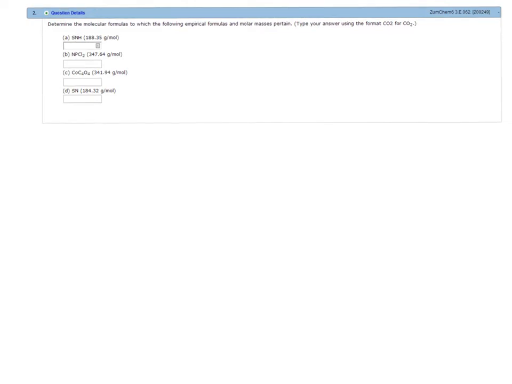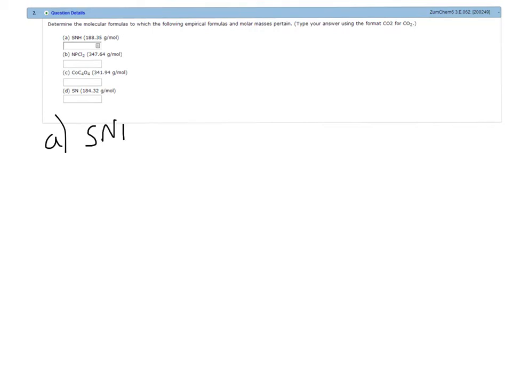Students, in this problem, they're giving us empirical formulas along with a molar mass, but they're not giving us the molecular formulas for each of these compounds. So what we need to do in each case is add up the number of atoms of each type that are found in the empirical formulas to get an empirical formula mass, and then we take the molar mass divided by the empirical formula mass, and we should get a whole number. That whole number you would use to multiply the subscripts within the empirical formula and end up with the molecular formula. Let's tackle part A.